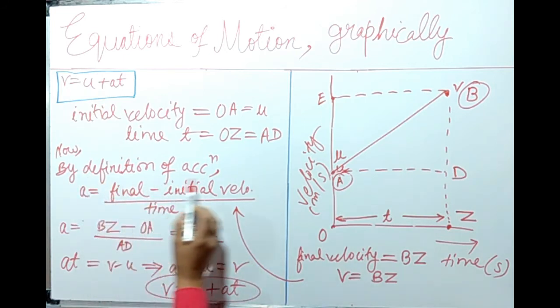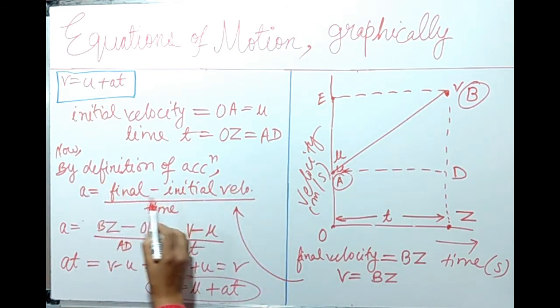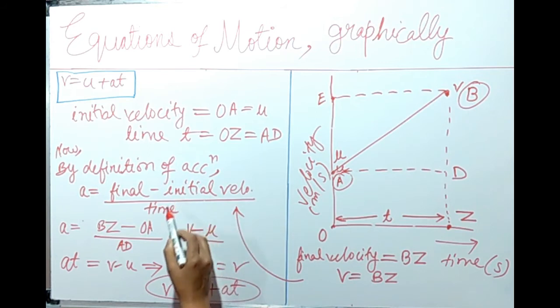Now, by definition, the acceleration formula is final velocity minus initial velocity upon time taken. So, acceleration is (v minus u) by t. Take t here: at equals v minus u. Take u here: at plus u equals v. And here we have got our first equation, that is v equals u plus at.